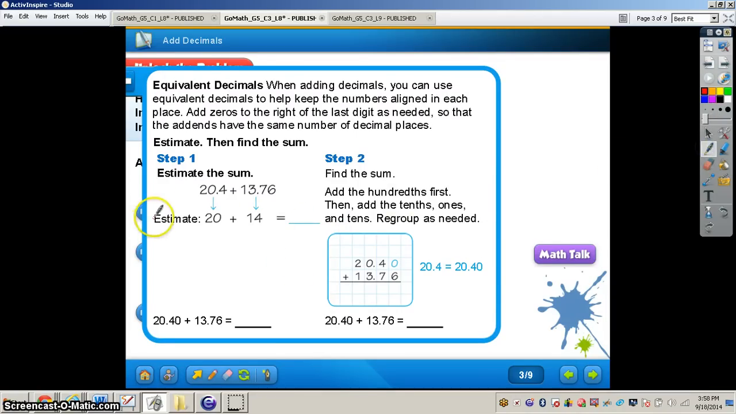Okay, so we have 20 4/10 plus 13 76/100ths. First of all, you want to estimate, round to the nearest whole number. Okay, we have 34 for the estimated answer. Now the next thing you want to do is find the sum. Now, it is important to remember that you always line up the decimal every time. Okay, so we have 20 4/10, which leaves a space right here. Okay, and what we will do, we'll just add a 0.